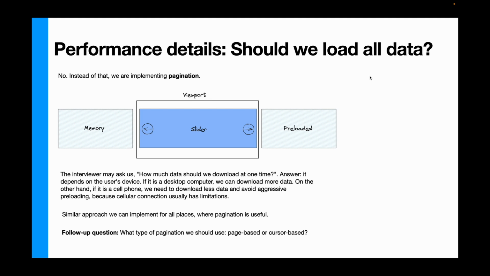Instead of that, we should implement pagination. We should use page-based or cursor-based pagination. And I prefer to use cursor-based pagination here because we don't want to show the user the total number of rows or the current page, for example.